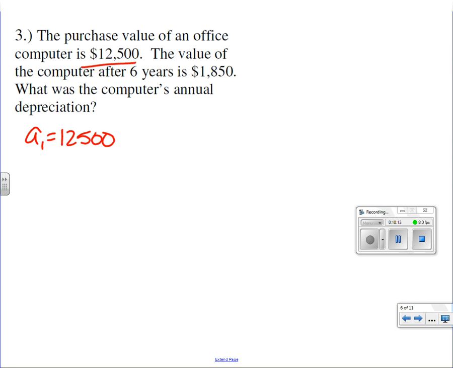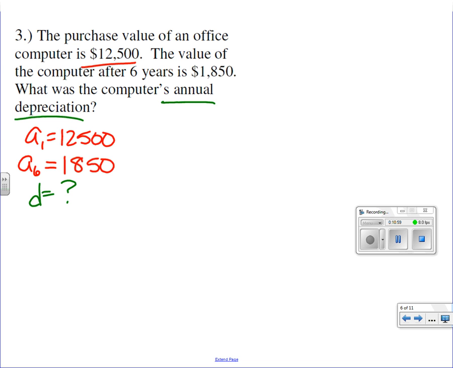Yep. Do you know how we could write that? What would my little number be? 6 equals what? Yep. So after 6 years, so A6 is 1,850. Good. And the question says, what is its annual depreciation? What does that mean? Yep. What's it going down by? What's its decrease? So it wants to know how much it goes down by each year. So what letter are we trying to find? D. Good. We're trying to find D.